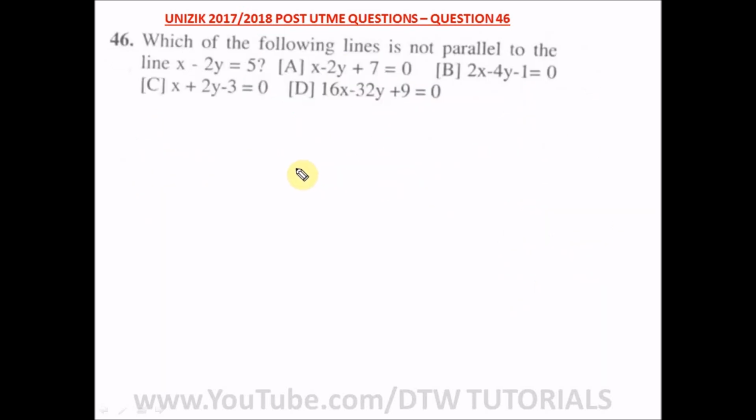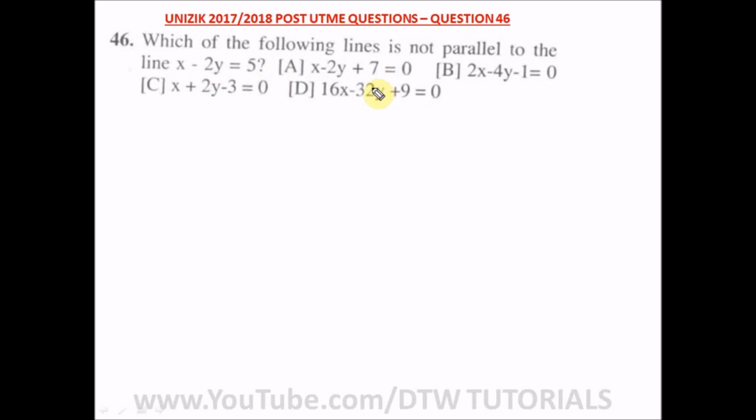Question 46 of the UNIZIK 2017/2018 post-UME past questions, that's in Nnamdi Azikiwe University, Awka. It says, which of the following lines is not parallel to the line x minus 2y equal to 5. Now, you should note that for lines to be parallel, their gradients must be equal. Okay, and the question says which of the lines is not parallel. So which of the lines has a gradient that is not equal to the gradient of this line.